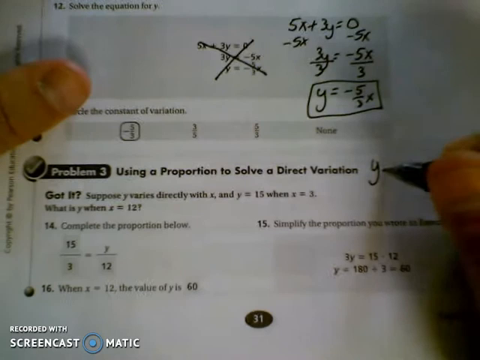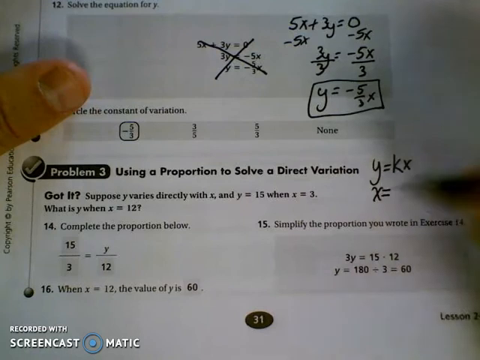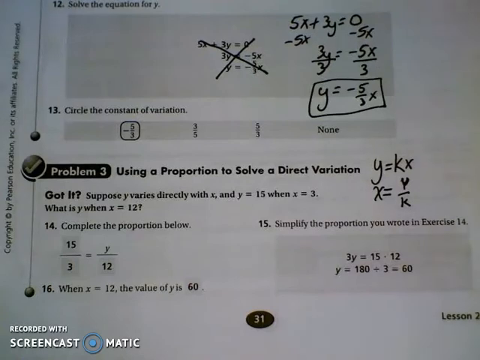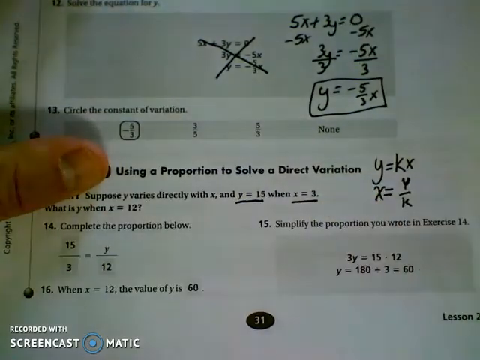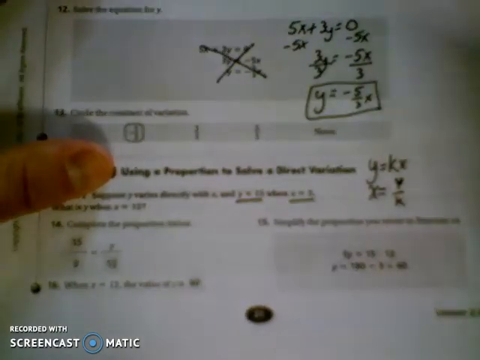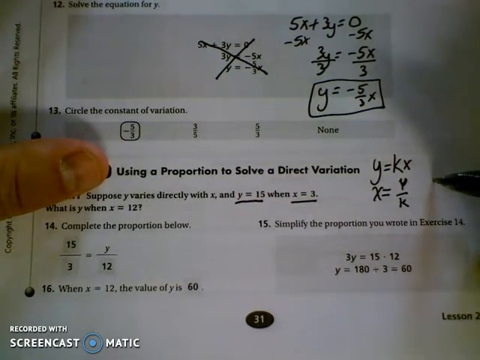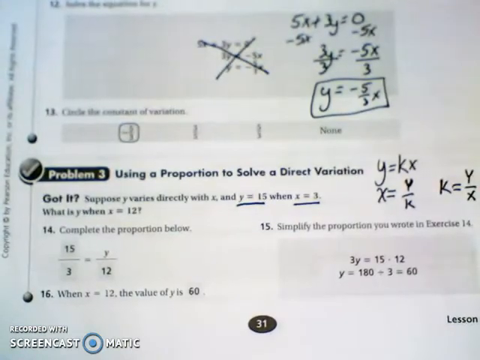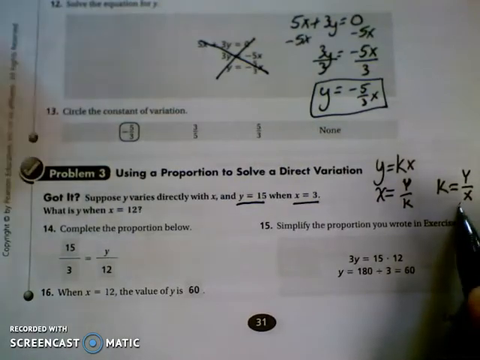First we know y equals kx. We also know x equals y over k, depending upon what you need to solve for first. So they give us y and x. So y and x is here. And you could also use k equals y over x. So we know y and x, we need to find k. So we put 15 over 3 in this formula right here.